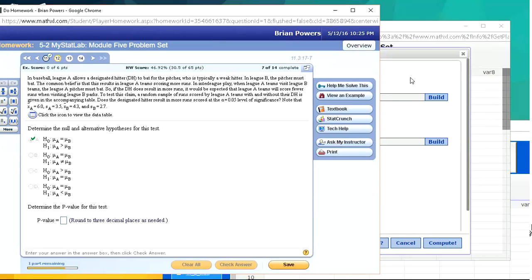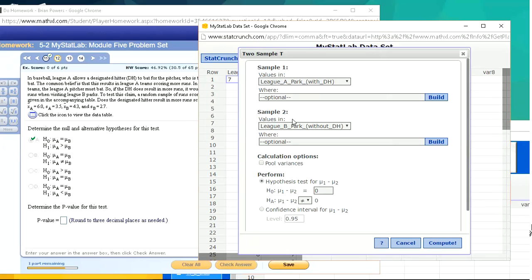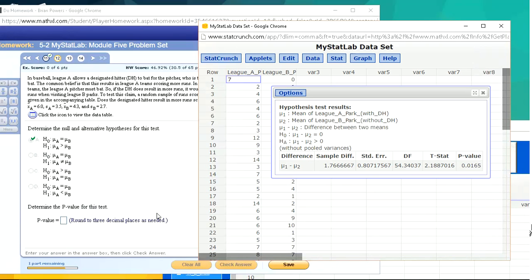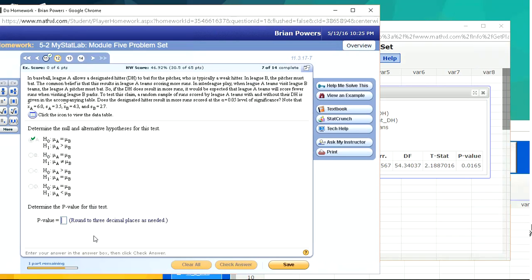So now, back to this. Okay, we've got our data in there. We've got our hypothesis test. Let's fix this. It's a greater than sign. And we're going to go compute and see what we get. We got a p-value of 0.0165. That rounds up to 0.017.